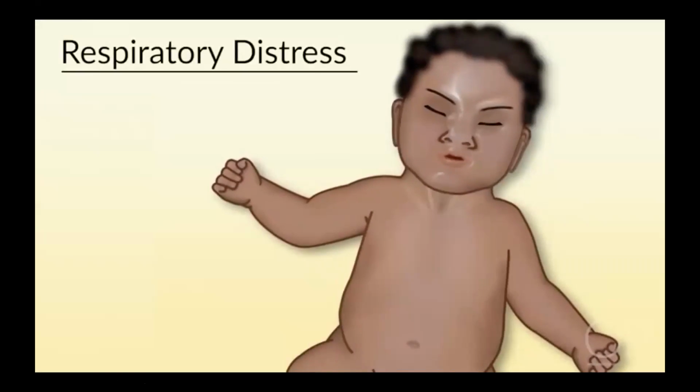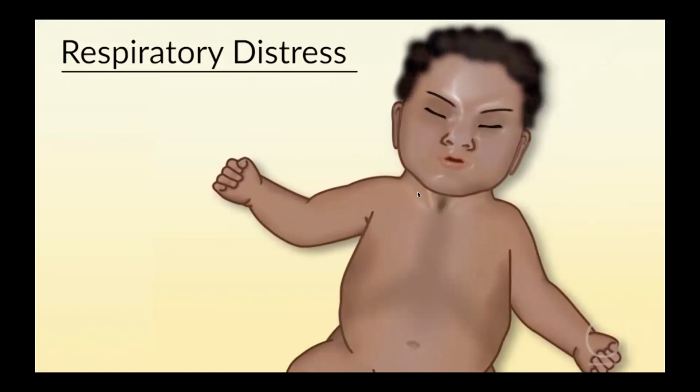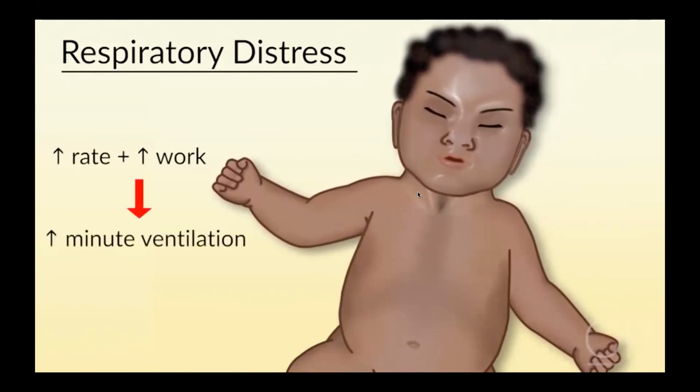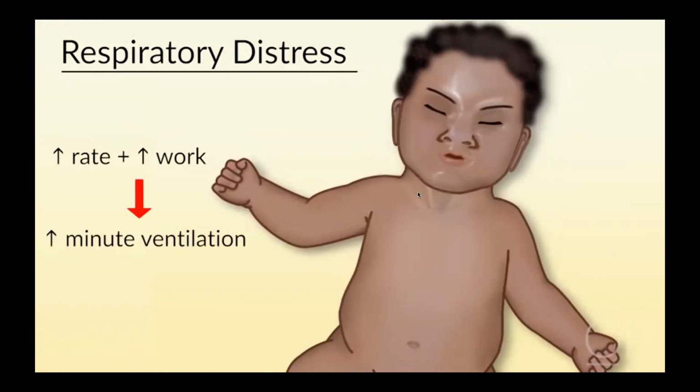When we say respiratory distress, we're really referring to the use of compensatory mechanisms to maintain adequate oxygenation and ventilation when something, one of many things, is causing respiratory compromise. Typically, the compensation consists of an increase in the rate and work of breathing. That increase will increase minute ventilation, allowing the child to exhale more carbon dioxide when gas exchange is impaired.